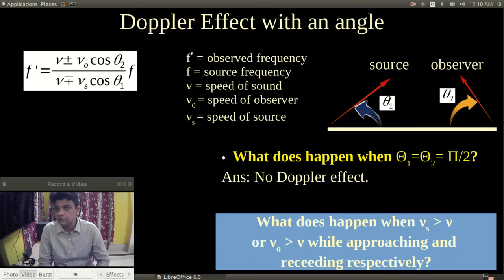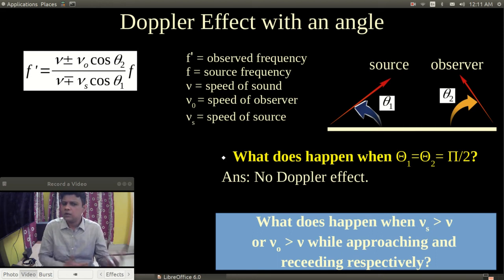The frequency goes down when the observer and source are receding from each other. So in that case, your numerator will be v minus v naught and your denominator will be v plus vs. So now what happens when both are moving parallelly? In that case, there will be no Doppler effect.